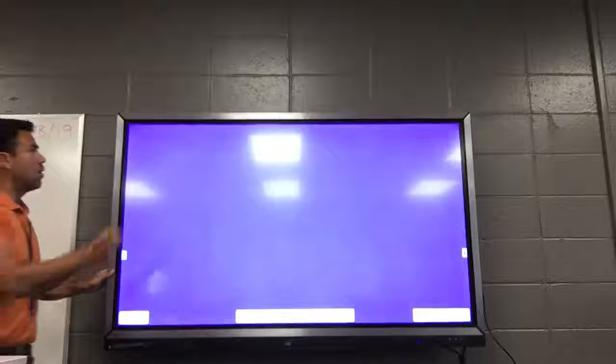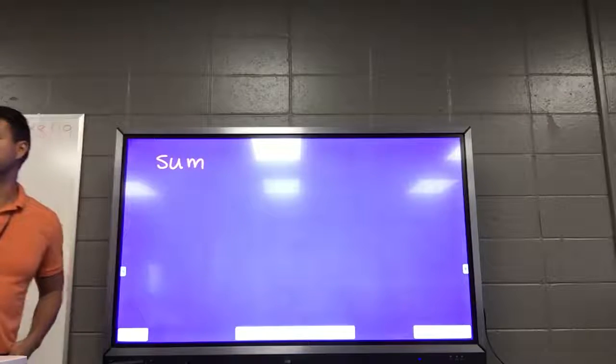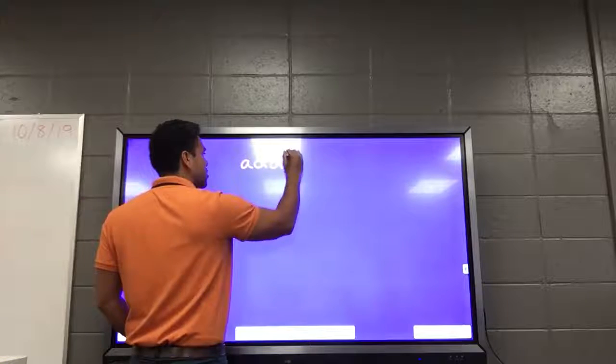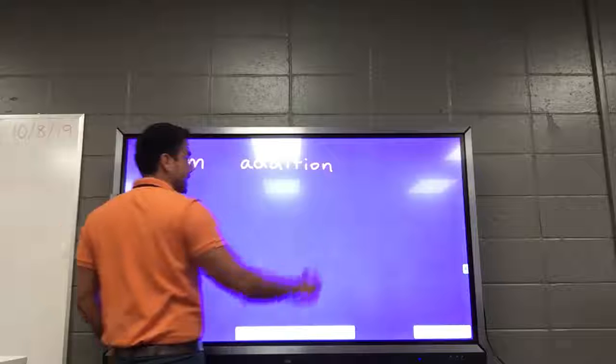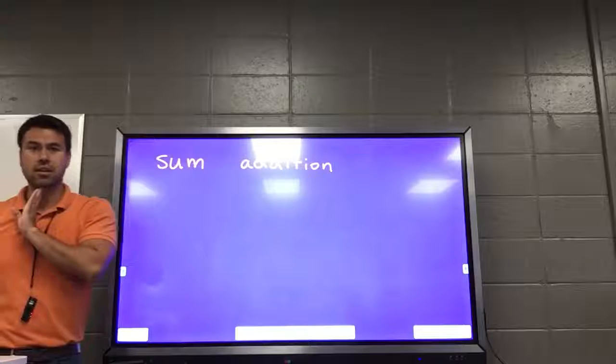Okay guys, what does the word sum refer to? Sum refers to the answer to addition. Sum is referring to addition. Are you writing it down? If I say write all this down, you don't have to write everything in that chart. I'm going to give you keywords. Sum is referring to addition.